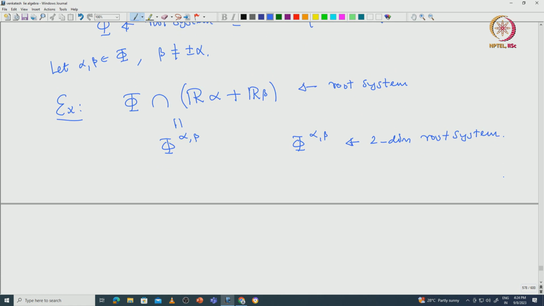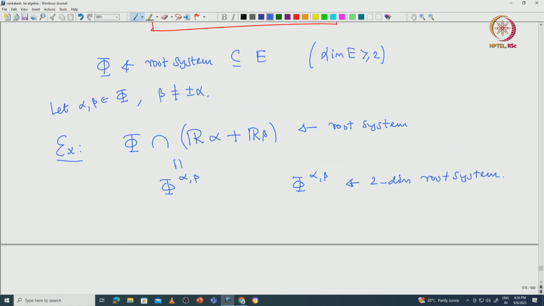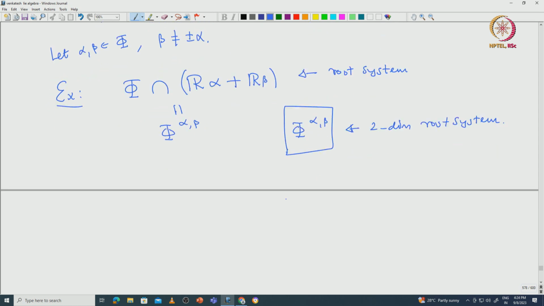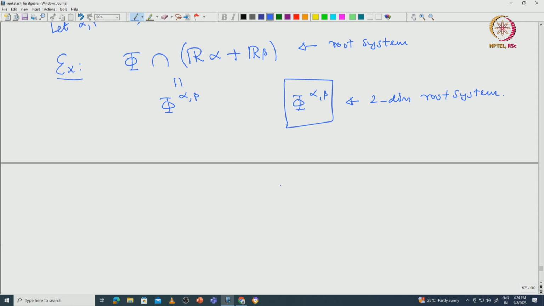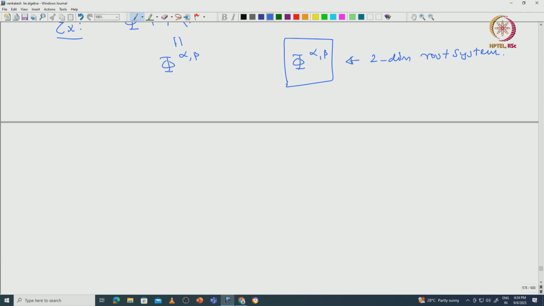Most of the time, if you are interested in understanding what happens between 2 roots, for example, as we have seen in the last class how to deal with the alpha string through beta and so on, that information you can get by coming down to this 2 dimensional root system. This is actually a general practice. If you want to know more about the combination of alpha and beta, you come down to this 2 dimensional root system and just work with that, which will be easier.